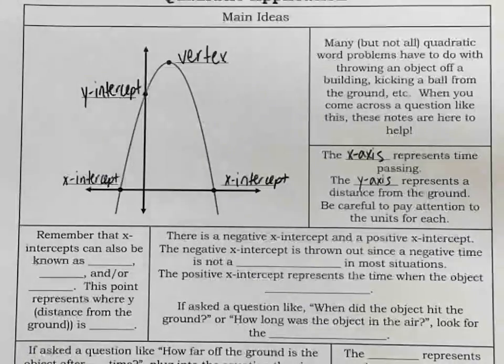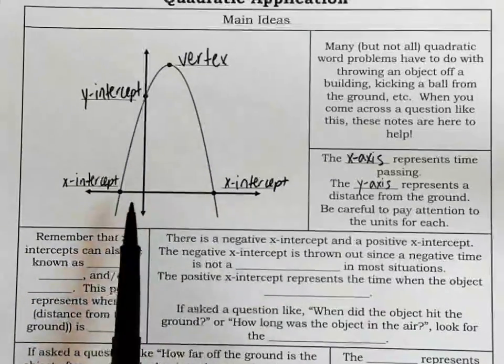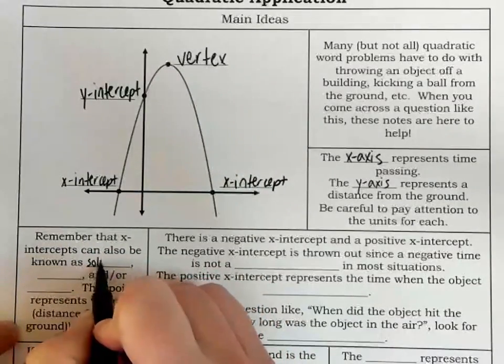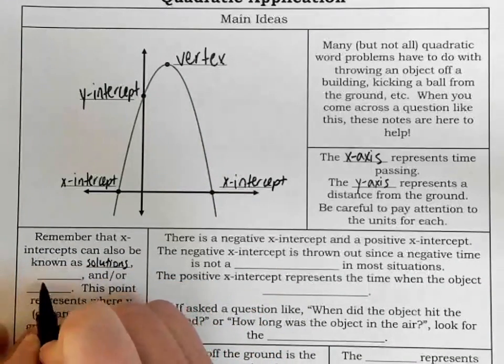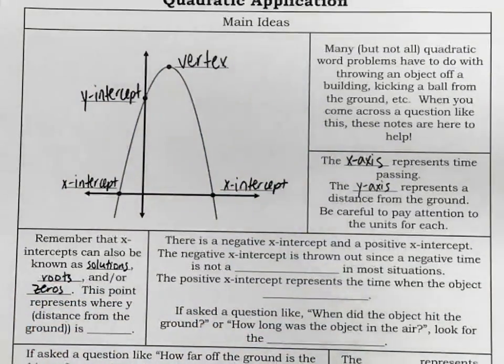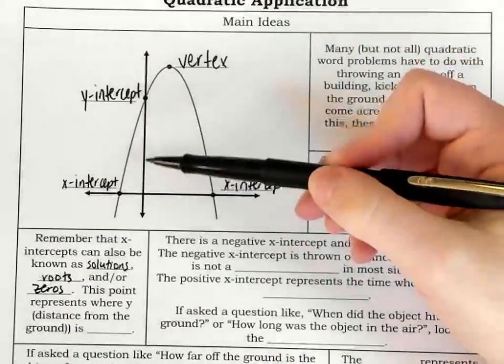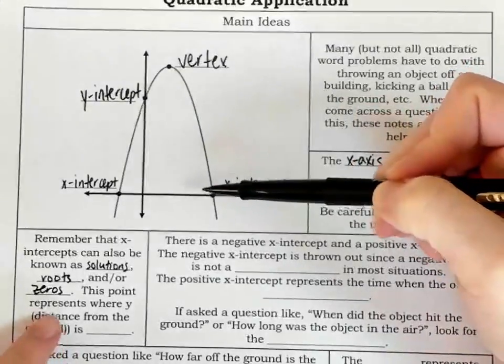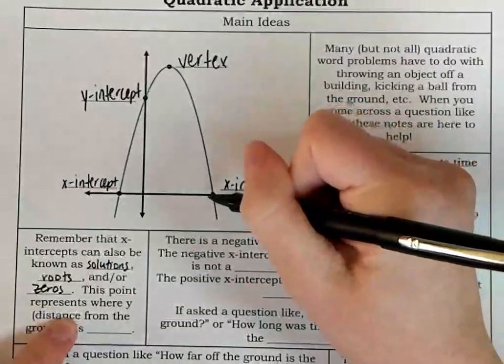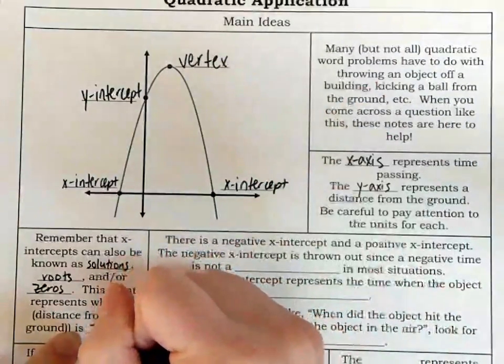All right, so a couple of things that you may come across. X-intercepts: remember we had a couple of different names for these. When we're talking about an x-intercept, we're also talking about solutions to a quadratic, or roots, or zeros. And we've talked about how to solve those, that you have a few different methods. You can factor, you can graph, you can use the quadratic formula. But in terms of the application questions, the point at the x-intercept is the point where y is 0.